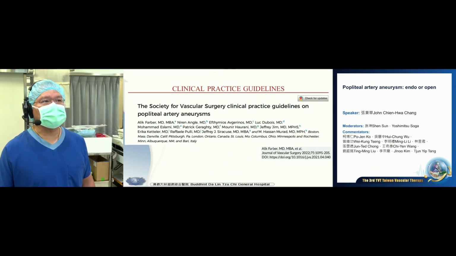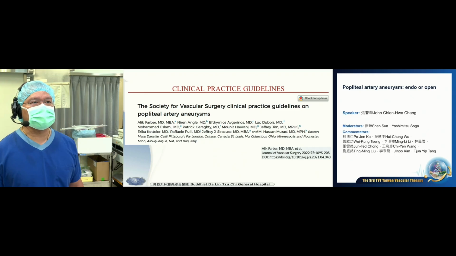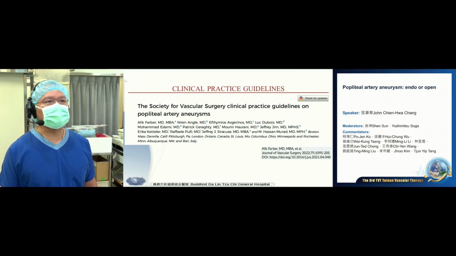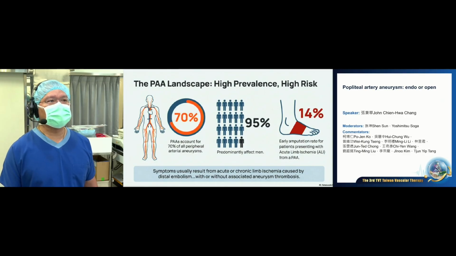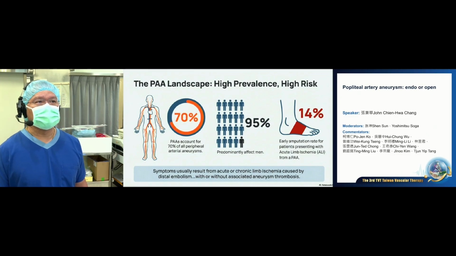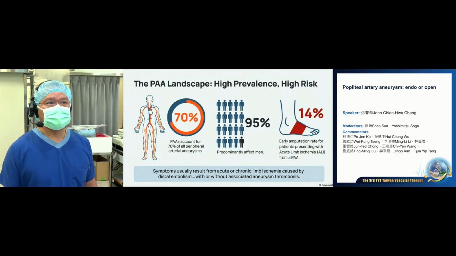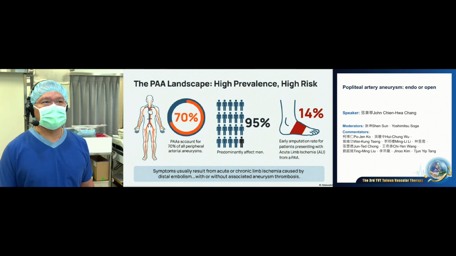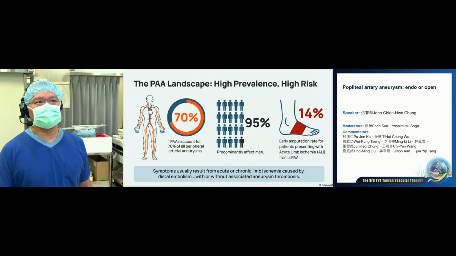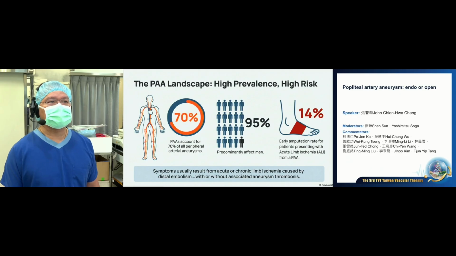So according to the SVS guideline in 2022, the popliteal artery aneurysm accounts for about 70% of all peripheral artery aneurysms, and 95% predominantly affect men. And if there is acute limb ischemia from the popliteal artery aneurysm, the early amputation rate is up to 14%.